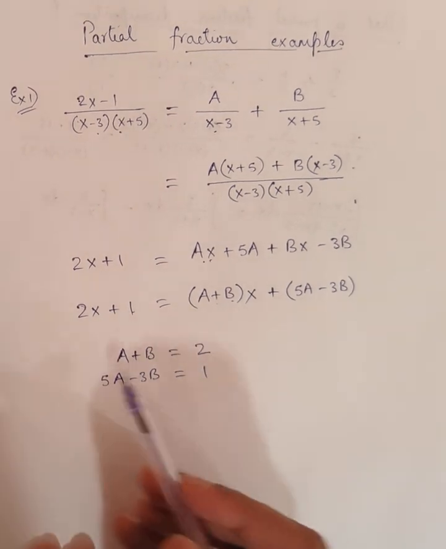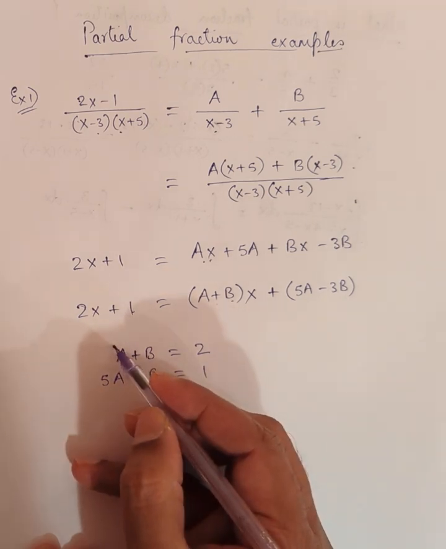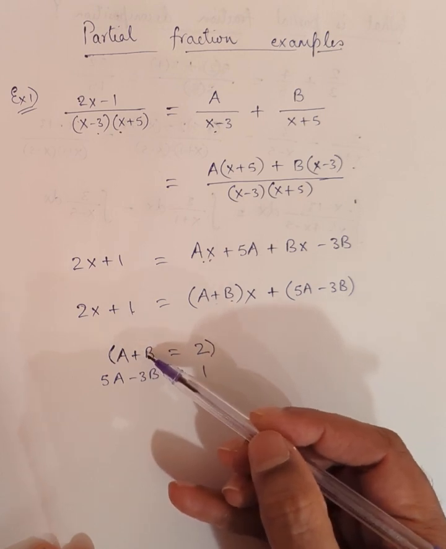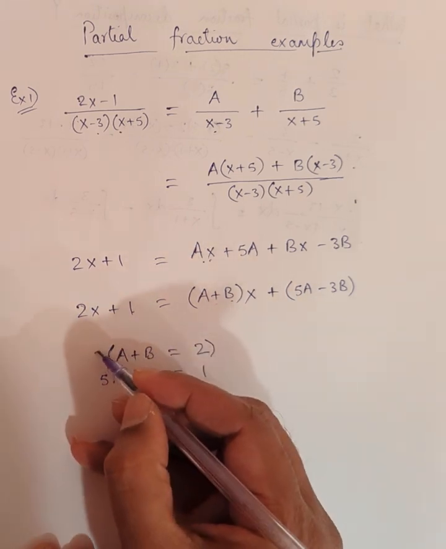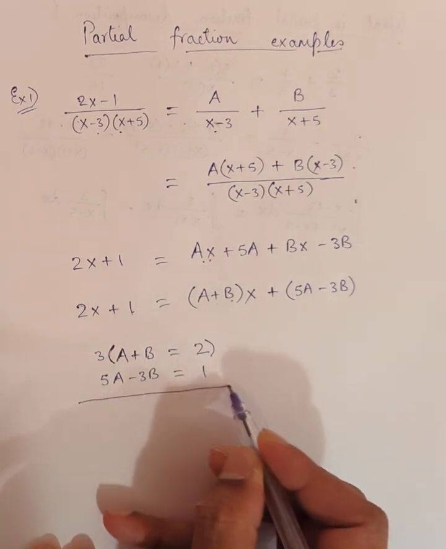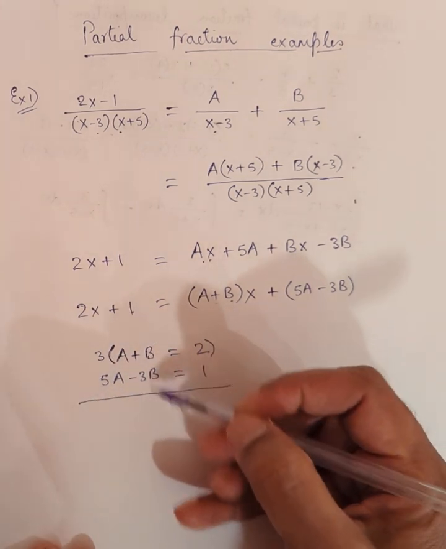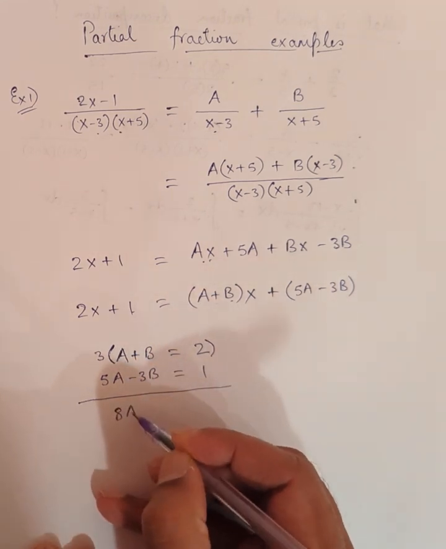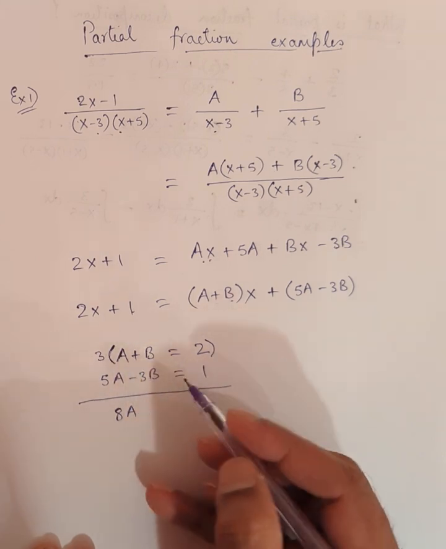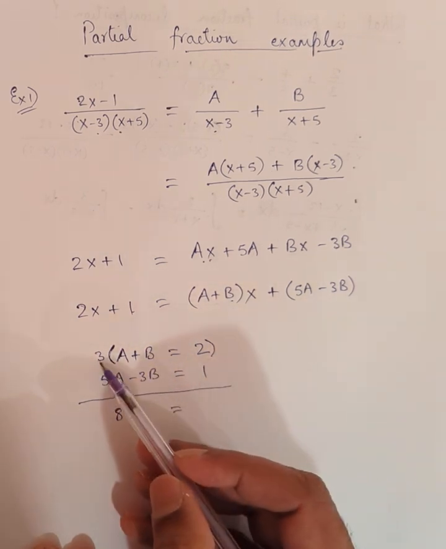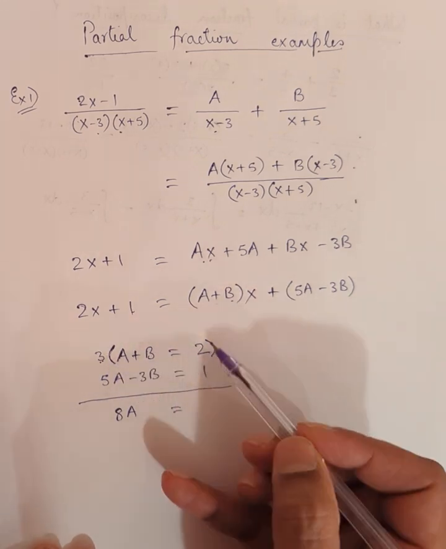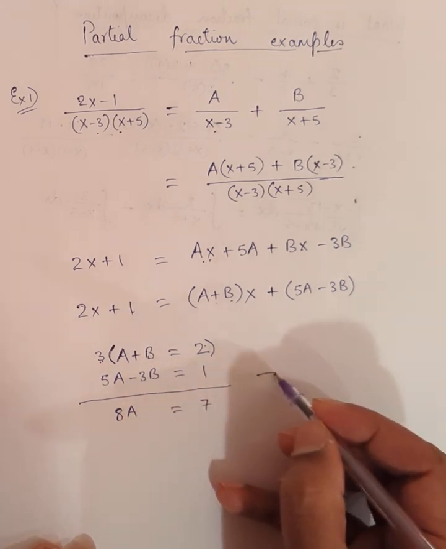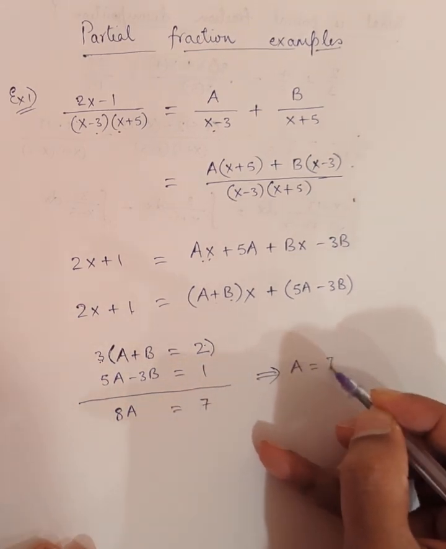Whatever method you feel most comfortable with, you can use that. I'm going to multiply the first equation by 3 so that I get positive 3b, and I have negative 3b down below. So when I add them, they cancel each other out. I can get rid of the b. So now it's 3a plus 5a, which is 8a, plus 3b minus 3b, they cancel each other out. And notice, don't forget to multiply the 3 with 2. So that's 6 and 1 is 7. So this is giving me a equal to 7 over 8.